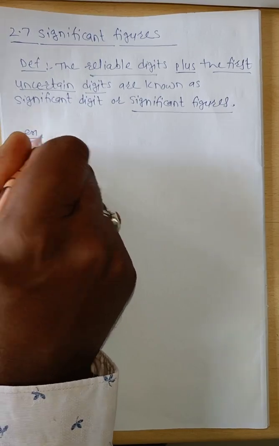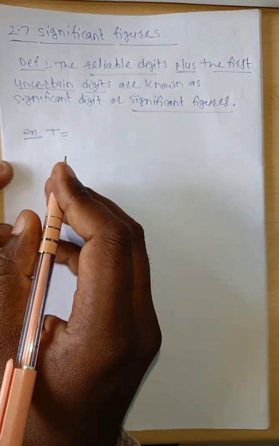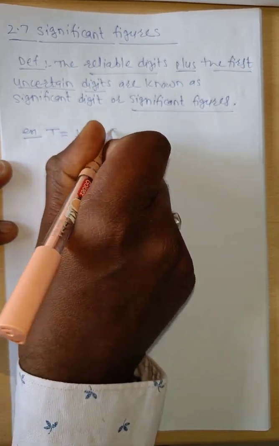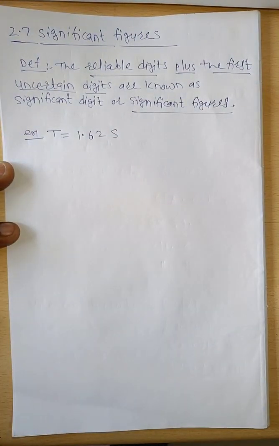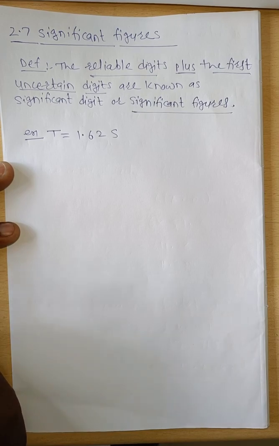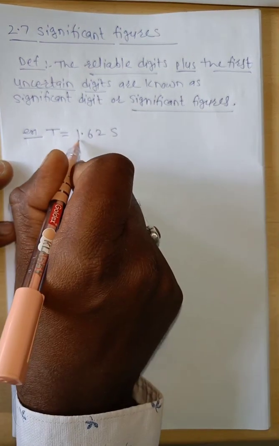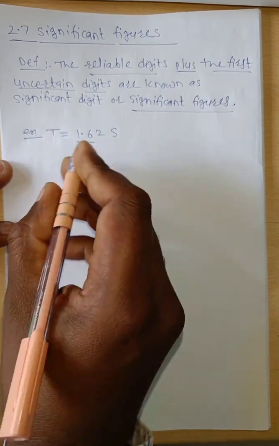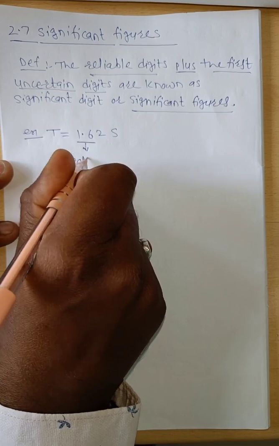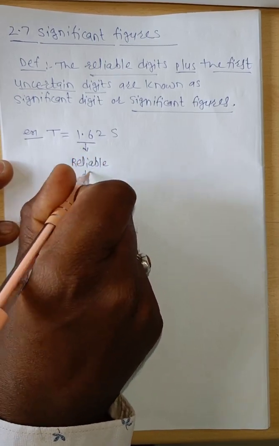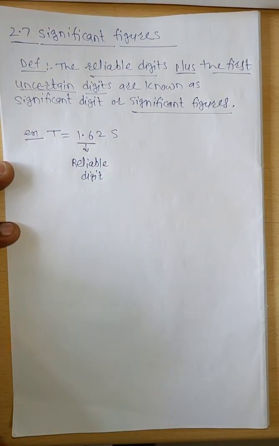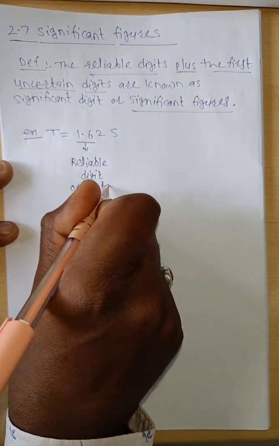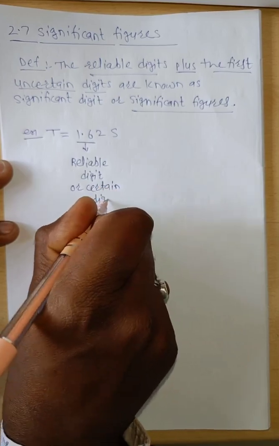Now suppose, for example, the time period of a simple pendulum is 1.62 seconds. In that case, the digits 1 and 6 are known as reliable digits, or certain digits.